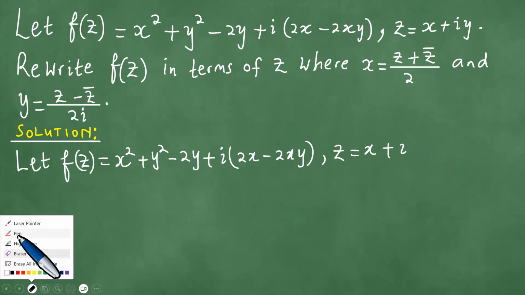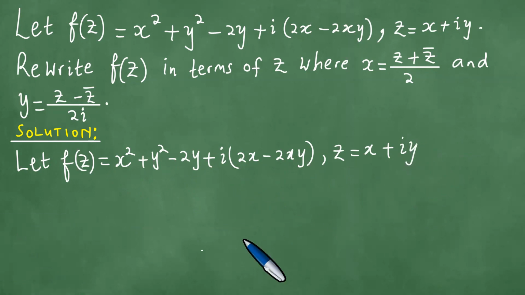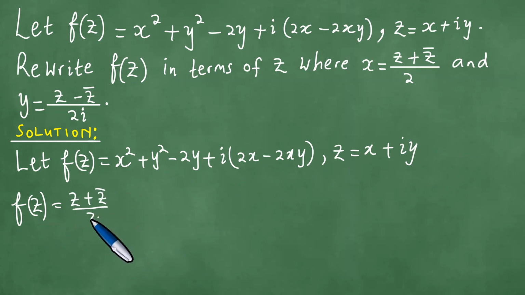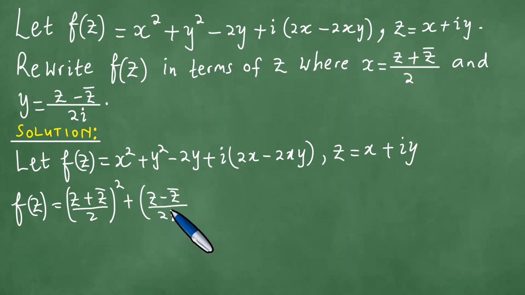So what we have now, when we proceed, here we have the following. We perform substitution. Performing substitution means f of z is x. What is x? z plus z bar out of 2, you square. y is z minus z bar all out of 2i, you square. Minus twice y is z minus z bar out of 2i.